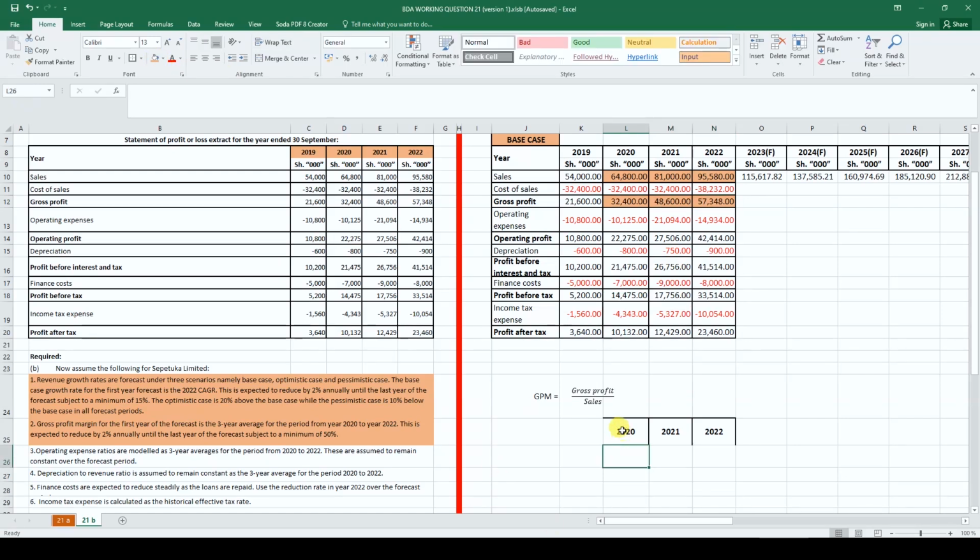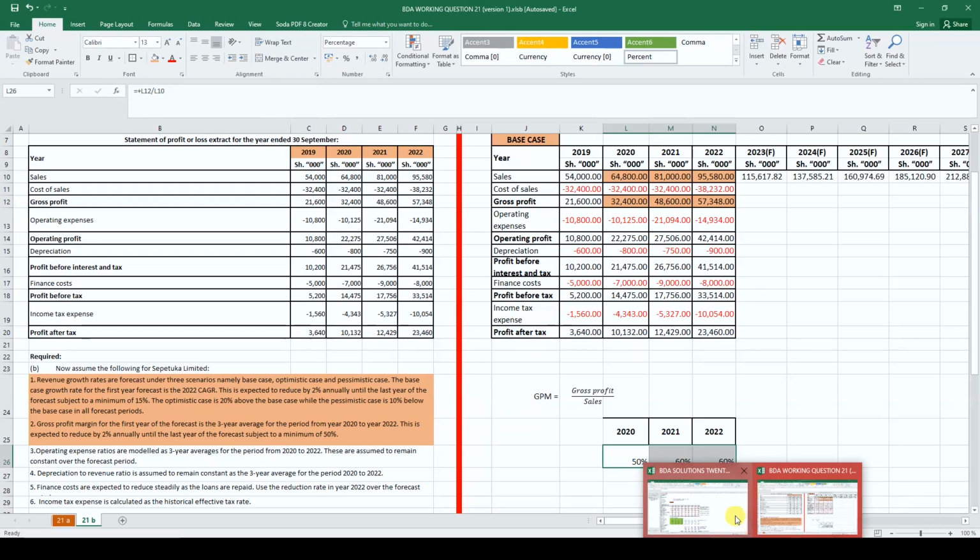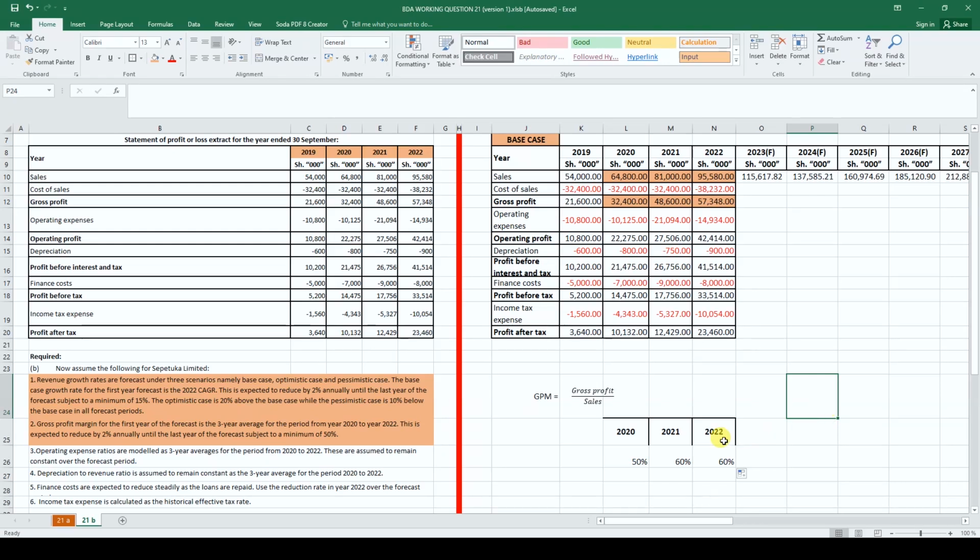So for year 2020, like that, plus gross profit, that value, we divide by the sales, because we're just following this formula, that value. What is the gross profit margin for 2020? 0.5. But we want it as a percentage. So we click percent there, 50%. We drag the formula moving towards the right, and we can see that the gross profit margin for the 3 years is 50%, 60%, and 60%.